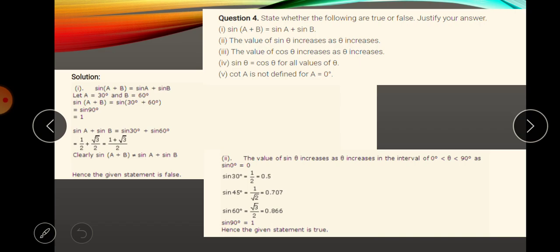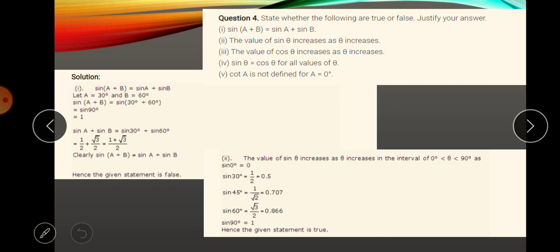Now next question is question number 4. State whether the following are true or false. Same like exercise 8.1. Sine (A plus B) equal to sine A plus sine B. Just apply the values of A and B: 30, and you can take 0 and 90 also. You can take 30 and 60 also, 45 also. Anything you can take. Because we have to prove LHS should be equal to RHS.